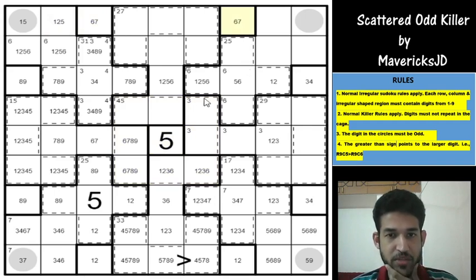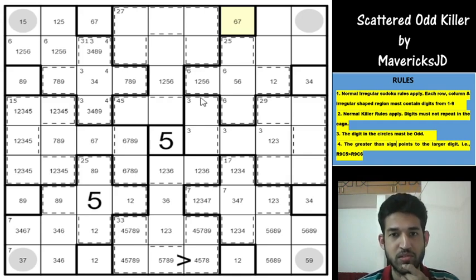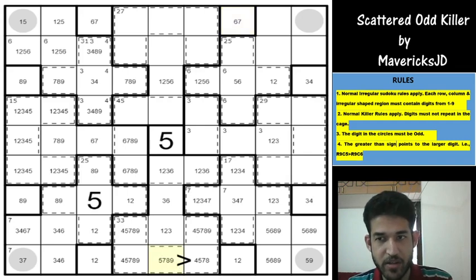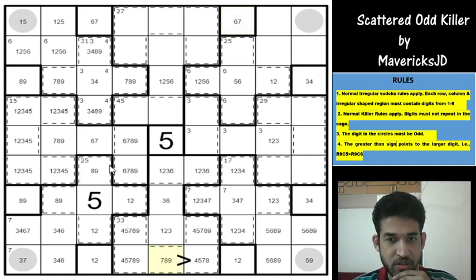Is that giving me something? So I can remove the 5 from here, that's not a 5.